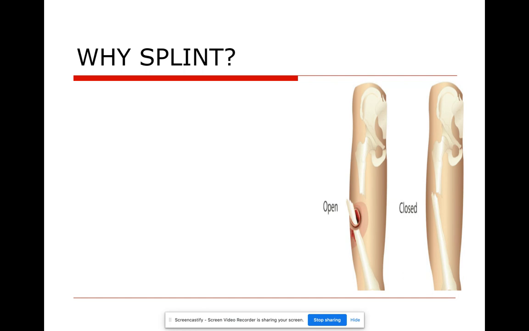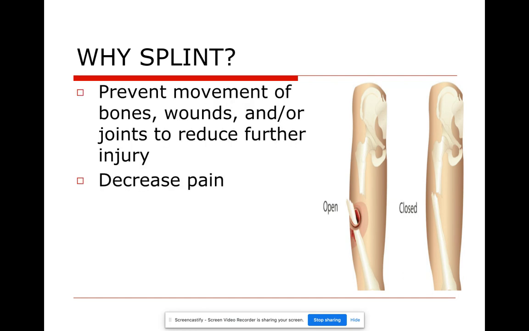So why do we splint? We want to splint to prevent movement of bones, wounds, and or joints to reduce further injury. If we prevent movement, then we could decrease the chances of that injury becoming worse. We also want to decrease pain because usually when someone becomes injured, movement hurts. So if we are able to stabilize and immobilize them, meaning they can't move, then it's going to help decrease the pain. Also, to prepare them for transport.